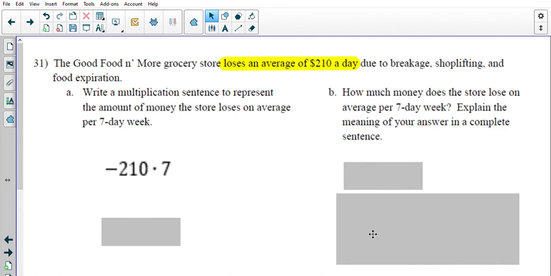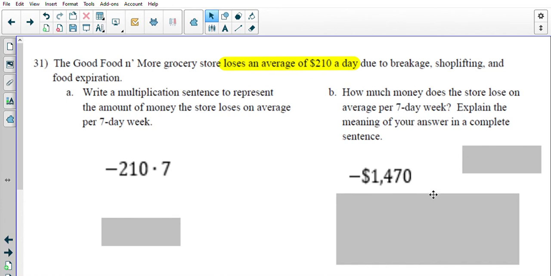So let's do 210 times 7 because for part B it says how much money does the store lose on average per 7-day week. 210 times 7, what I did was 200 times 7, which is 1,400, and then 10 times 7, which is going to get us 70, and I combine them together, the 1,400 and the 70, to get $1,470. I wrote it as a negative because, again, this represents a loss.